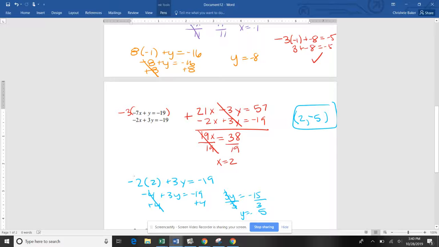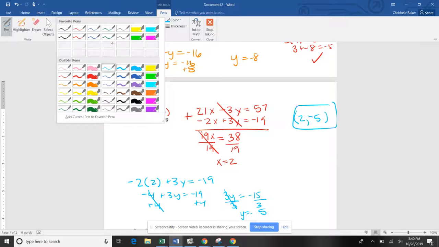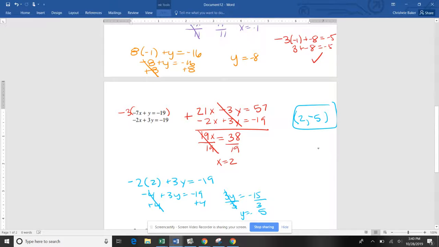Checking that answer, I use the bottom equation, so I'll check it in the top. So negative 7x plus y equals negative 19. Negative 14 plus negative 5 equals negative 19. Sure does.